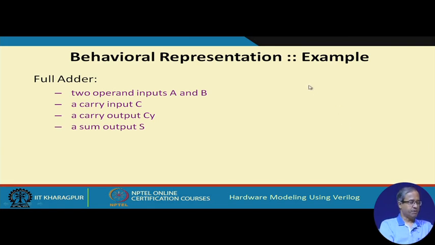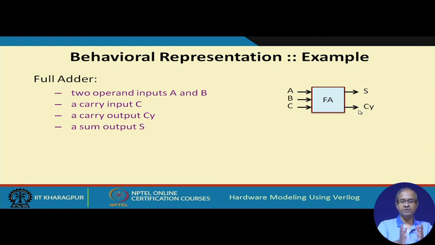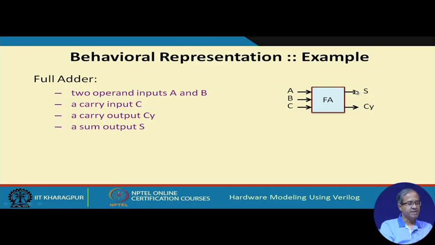Now, let us take a simple example of a full adder. A full adder will have two inputs A and B and a carry input C. It will be generating a carry output and a sum like this. A, B, C are the inputs and S and C y are the outputs. Well, now I am not trying to explain how a full adder works, you already know the basic definition of a full adder. I am just writing the logic expressions of the sum and carry.